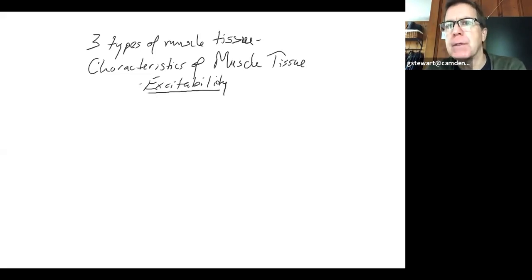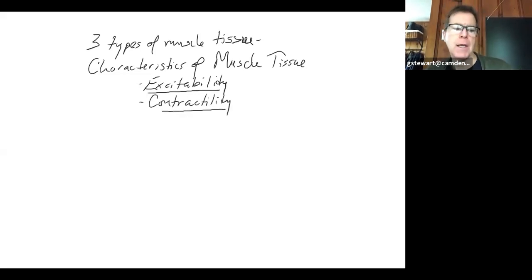Okay, the next characteristic on the list, you know this already, is contractility. That means the cells in the tissue are able to shorten or contract. So when they're stimulated, they're able to shorten and contract, and as a result, usually produce some sort of tension or energy. So we've got excitability, contractility. Next word is extensibility.